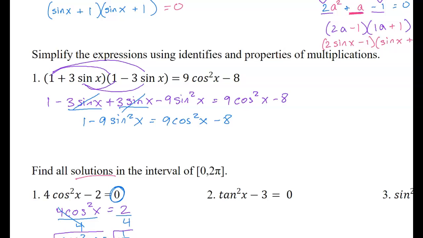Now what I'm going to do is try to get like terms together on each side of this equation. Right now I have a constant 1 on the left-hand side, and a constant of negative 8 on the right-hand side, so I'm going to try to bring them together. I'm also going to try to bring the x values together. Even though they're different functions, sine and cosine, I'm going to try to put them together because I know there are trigonometric identities that I can use to help me simplify equations. So here I'm going to add 9 sine squared of x.